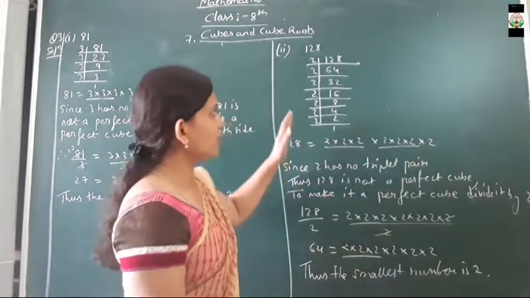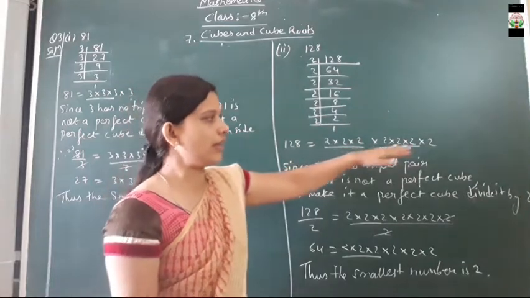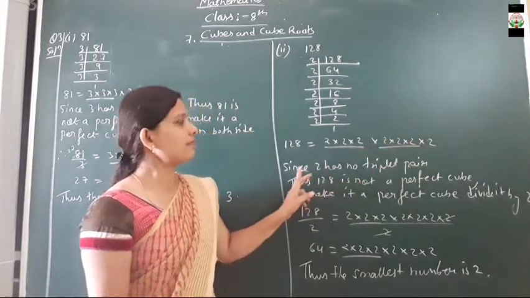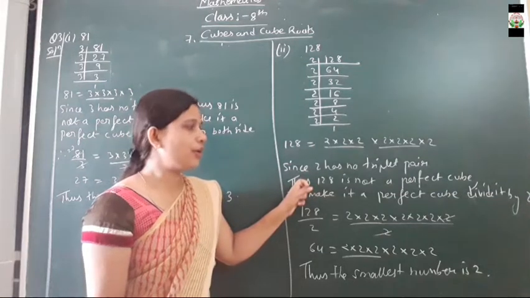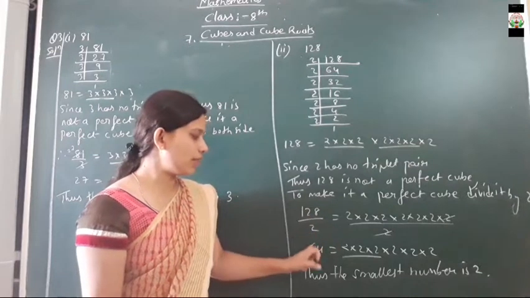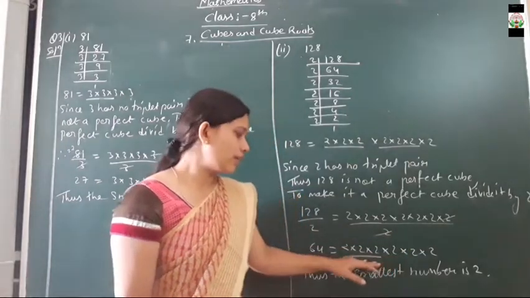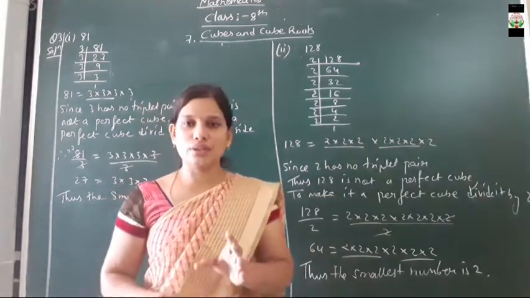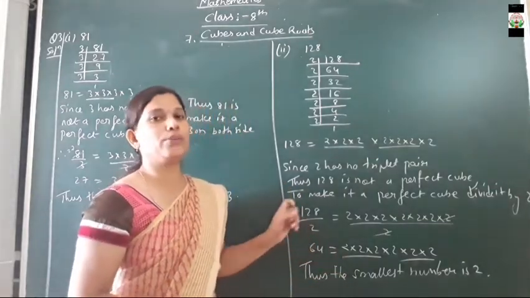So here again, the same: finding the factors of 128. We found the factors of 128, and we can see that the last 2 is unpaired. If it does not have a triplet, we can say that 128 is not a perfect cube. In order to make it a perfect cube, we have to divide it by 2. While dividing 128 by 2, we get the answer 64. Here also the factor 2 will be cancelled from the numerator and denominator, and the factors will have triplets. Hence the smallest number by which 128 must be divided to make it a perfect cube is 2.